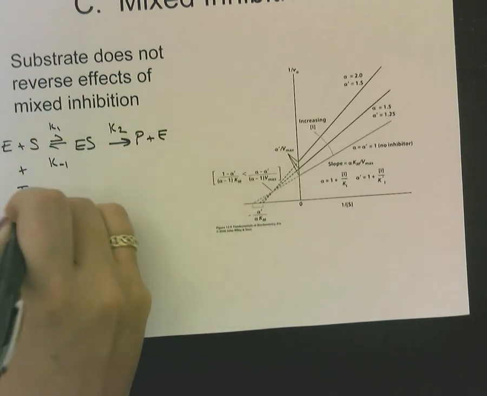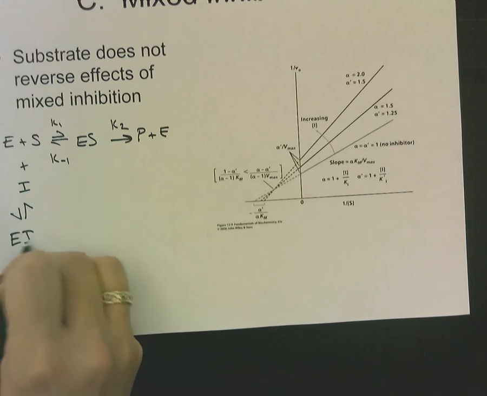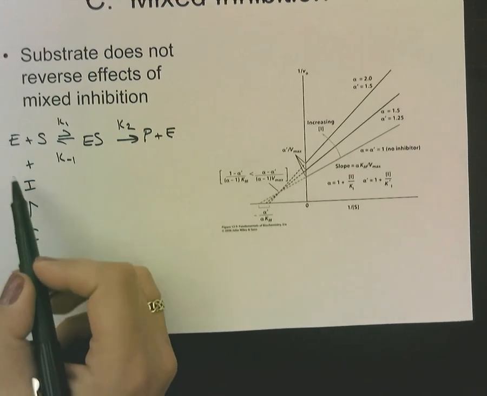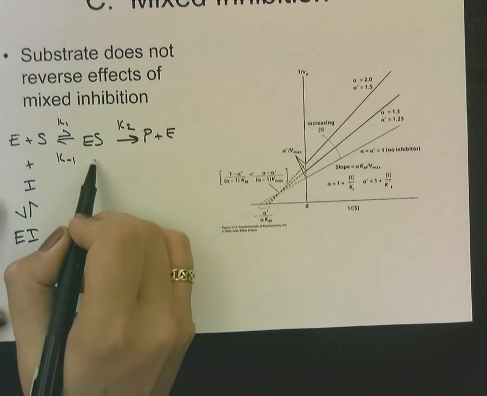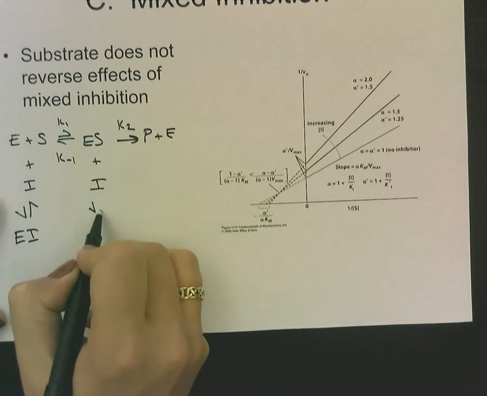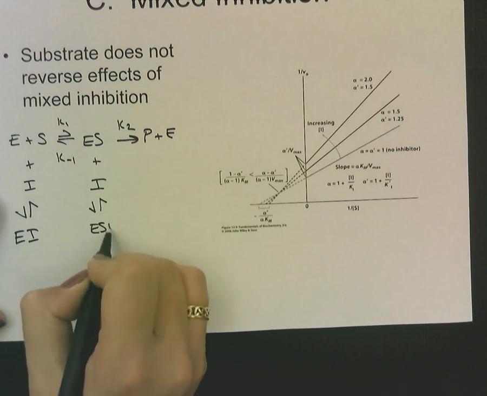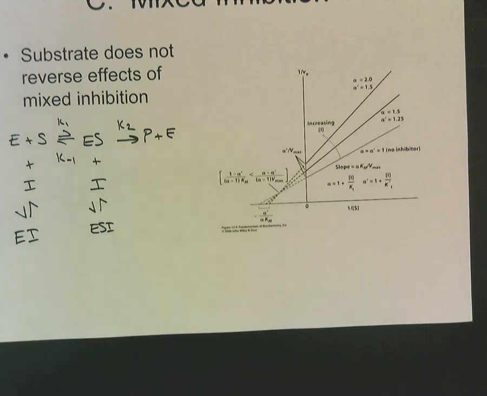In a mixed inhibitor, the inhibitor can either bind to the unreacted enzyme, or it can bind to the enzyme substrate complex. It is able to do both.